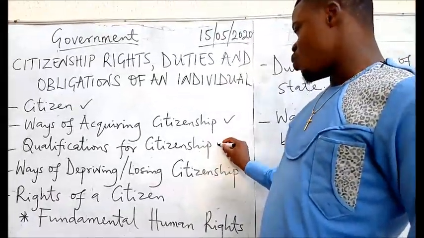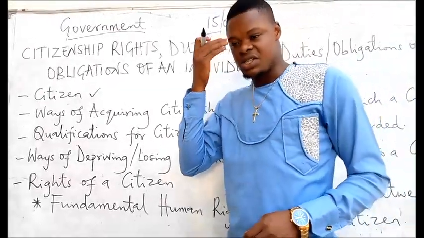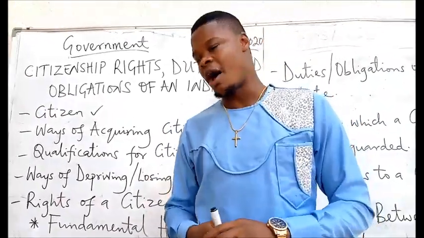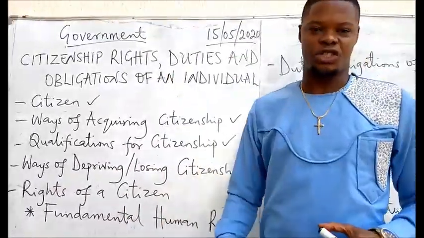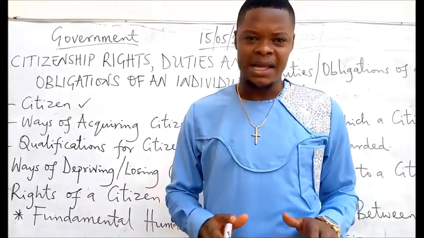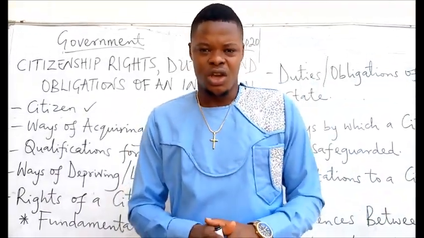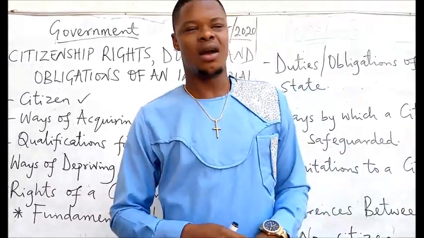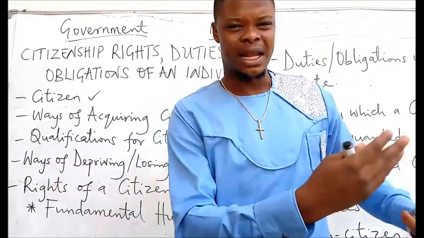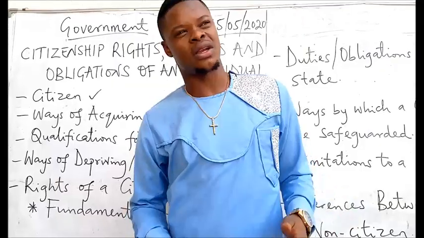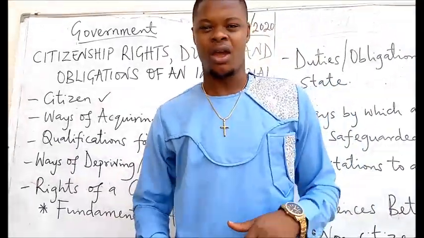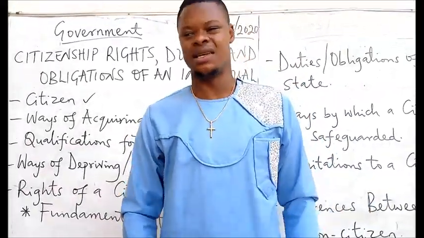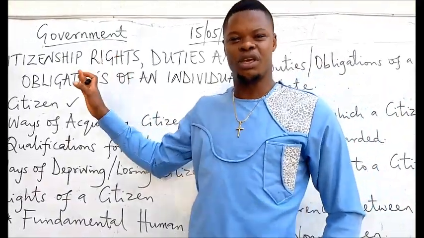Let us look at the qualifications for citizenship. How can one qualify as a citizen of a country? Number one, statutory age. Every country in the world has a particular age which you must reach before they can accept you as a citizen. Most times it takes place in naturalization. For instance, most countries you cannot naturalize in the country unless you reach the age of reason, which many people pin at 18 years. So statutory age must be met.